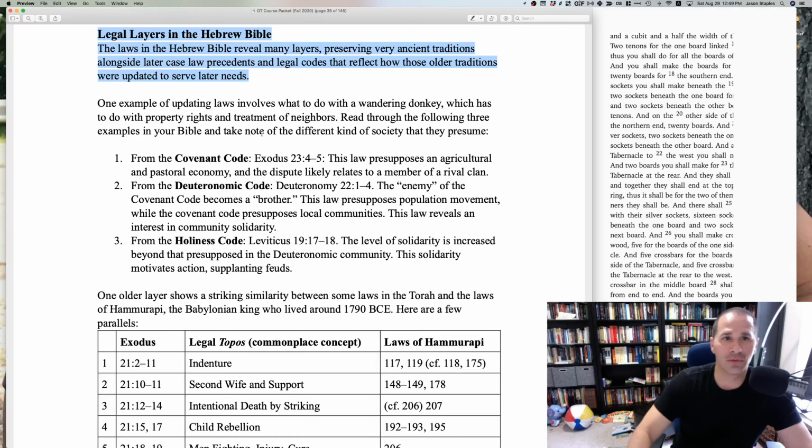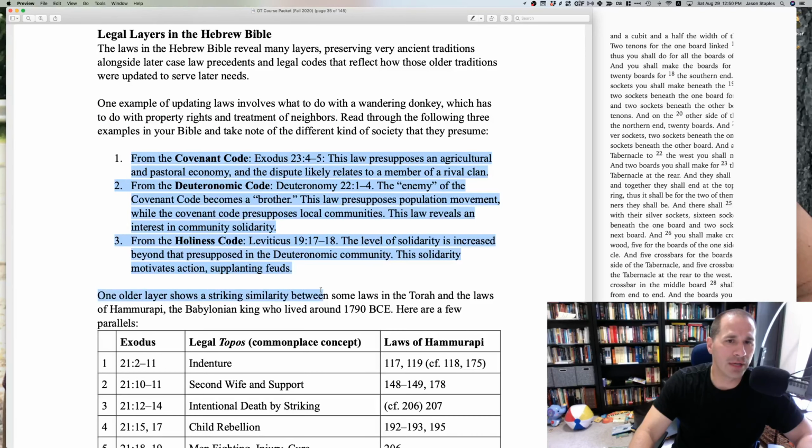So, for example, you've got this law of what to do with a wandering ass, a wandering donkey, which then has to do with property rights, how you're going to treat your neighbors and all of that. You should read these three passages and take a look at how each of them deals with this potential context or this potential issue a little bit differently.